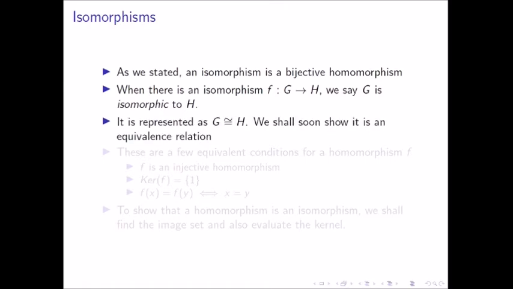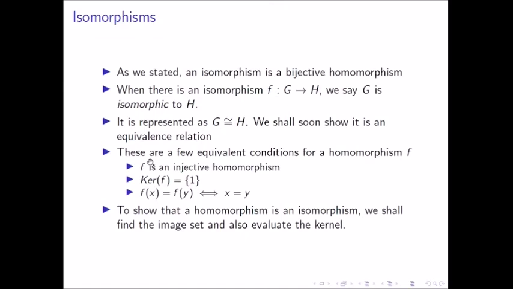So now we represent G is isomorphic to H as G is congruent to H, with this sign. We shall soon show that it is an equivalence relation, which would justify our specific nomenclature that G is isomorphic to H. Indeed, there are groups which are not isomorphic but of the same size, or many other things.